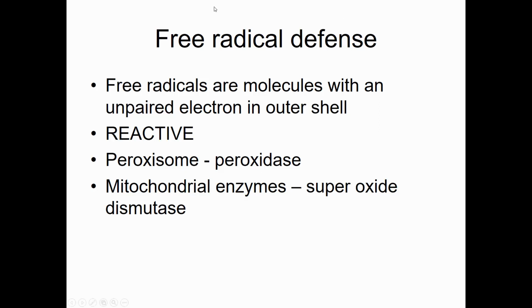We care because free radicals are reactive. They react with things and destroy them. They react with DNA and cause mutations. They react with proteins and inactivate them. They react with lipids and destroy cell membranes. So an example of a compound that leads to free radical production is peroxide. So we have little organelles in cells called peroxisomes with peroxidase.